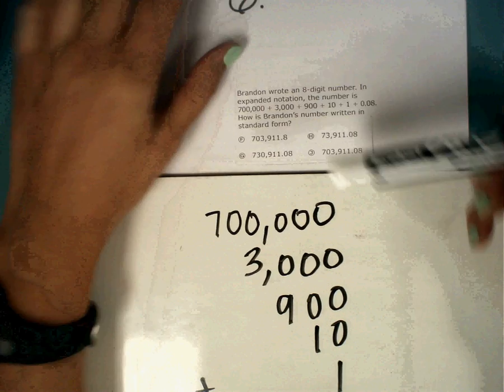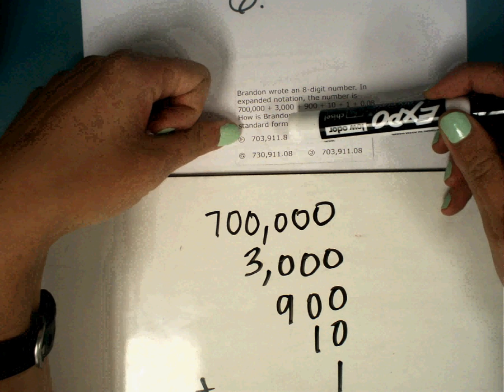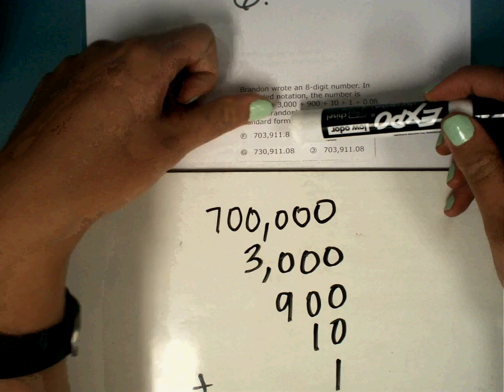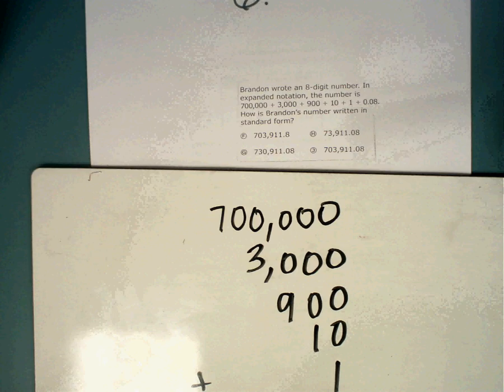I don't want 730,000, don't let that trick you. And I also don't want 703,911 and 8 tenths. I want 8 hundredths. That's why J is the right answer. Okay?